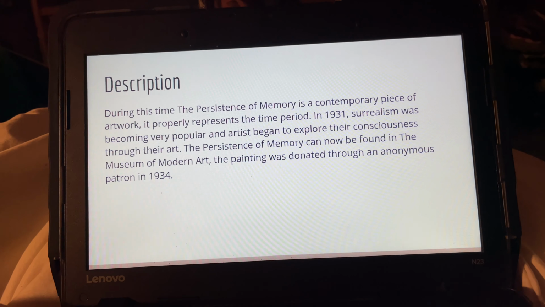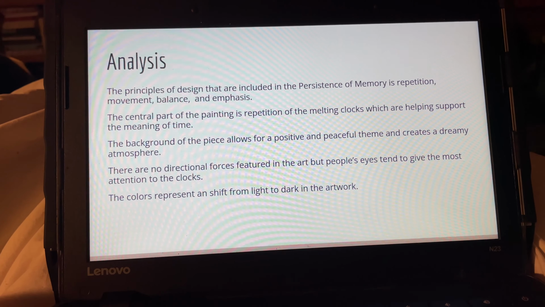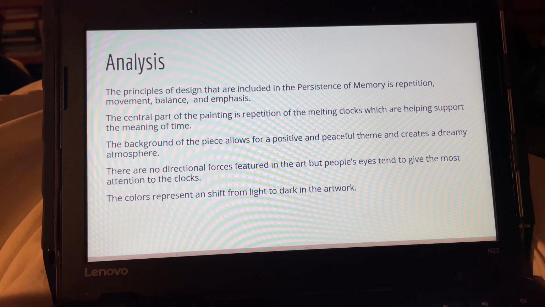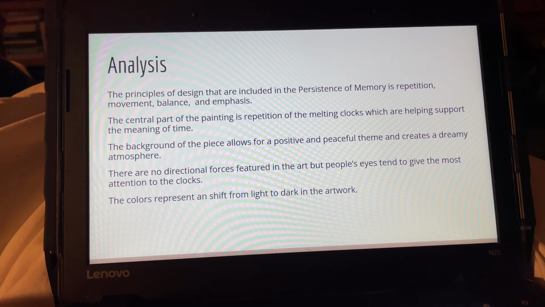Analysis of The Persistence of Memory. There are many different principles of design that can be found throughout this piece, but the main ones are repetition, movement, balance, and emphasis. The central part of the painting is repetition of the melting clocks, which are helping support the meaning of time.